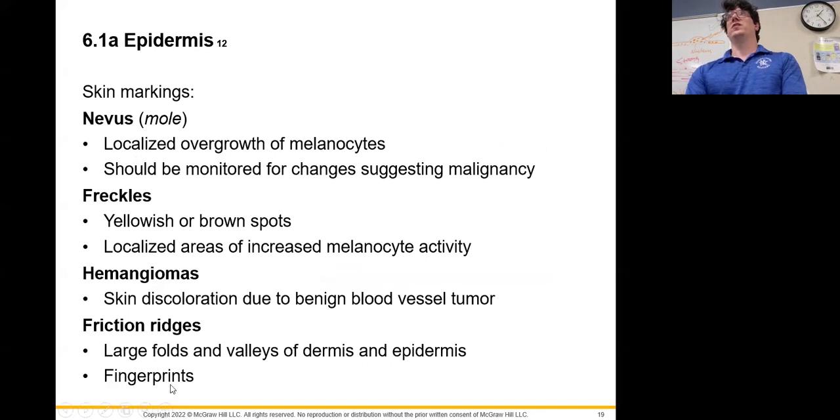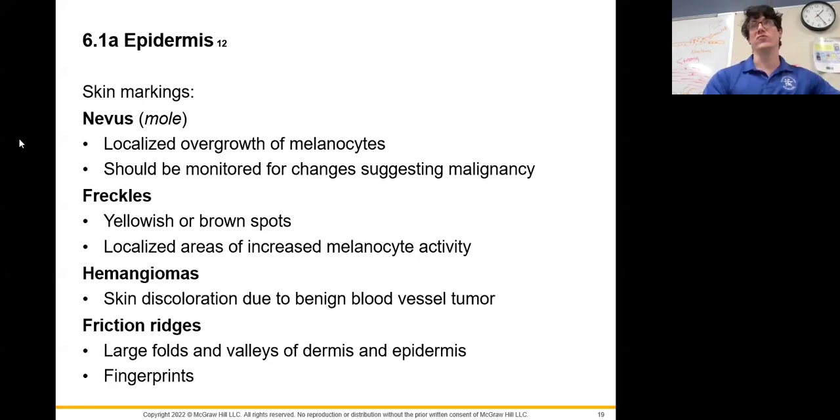Now, we've already talked about fingerprints and stuff like that. Moles are basically just an area where we have an overgrowth of these melanocytes. So if we were to look at the stratum basale in an area where you have a mole, you see a much higher proportion of melanocytes than you would in a place that does not have a mole. Basically you're producing a lot more melanocytes and thus a lot more melanin in those places. So you have these localized dark spots.